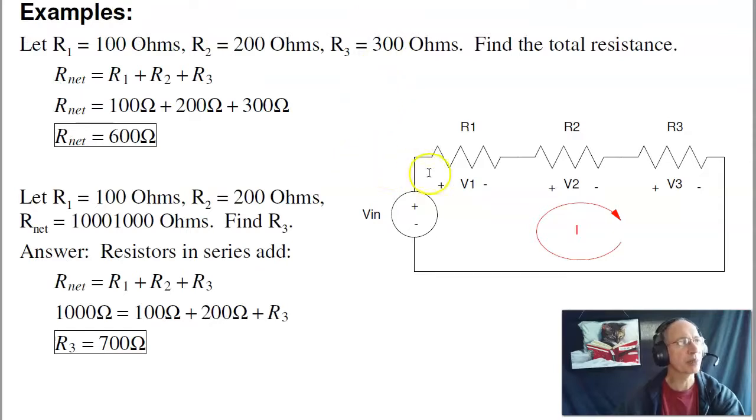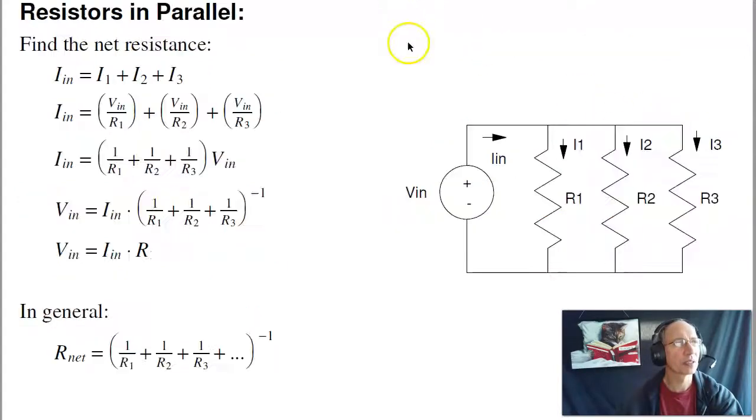A couple examples. Suppose R1 is 100 ohms, R2 is 200 ohms, and R3 is 300 ohms. The net resistance is 600. Or going the other way around, if I know the total is 1,000 ohms, and I've got 100 and 200, that means R3 has to be 700 ohms. So in series they add.